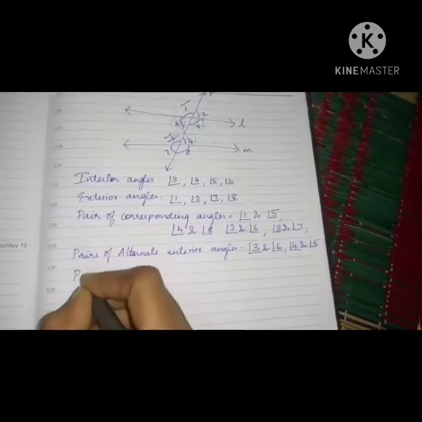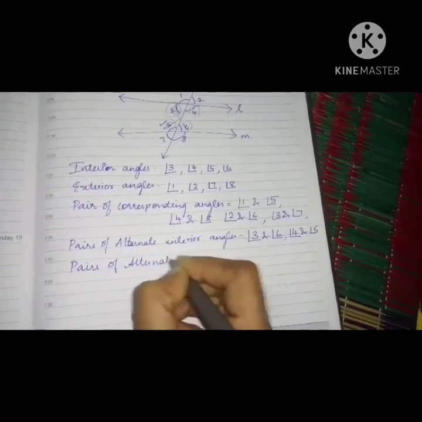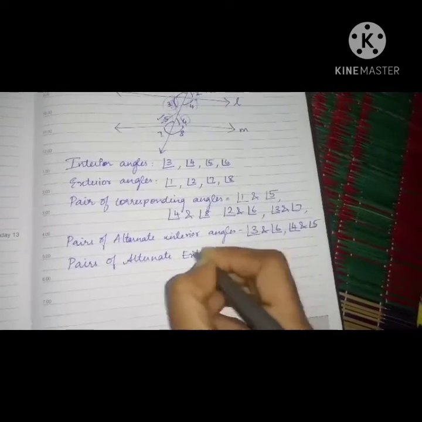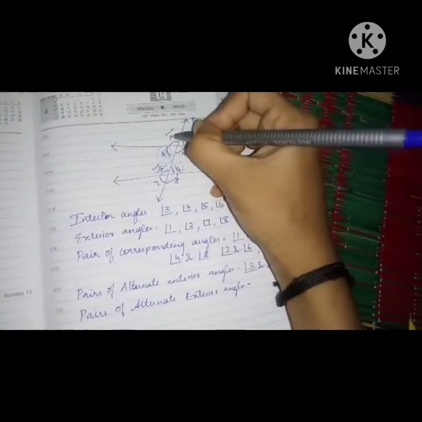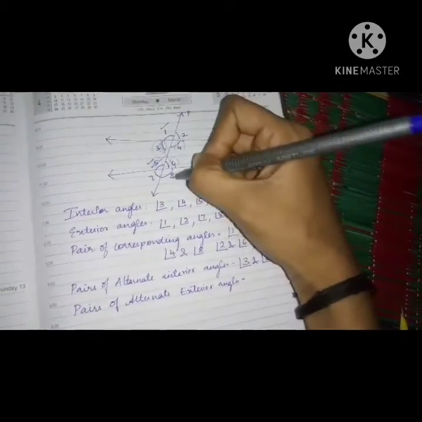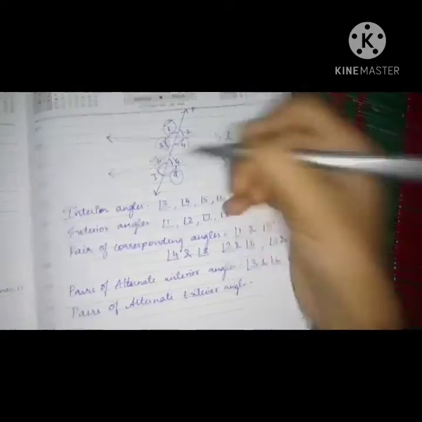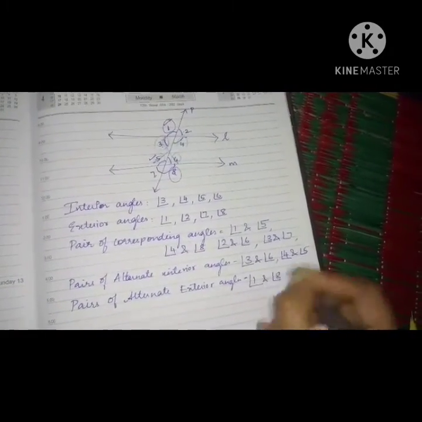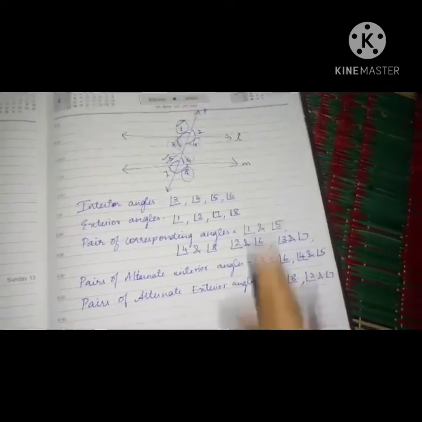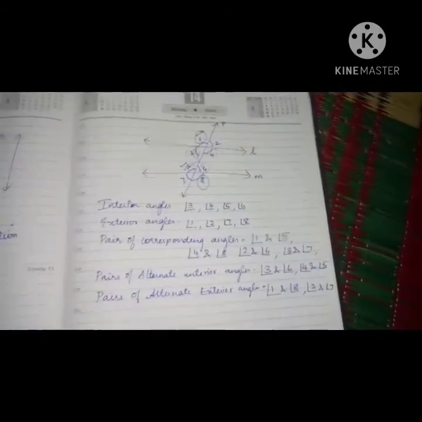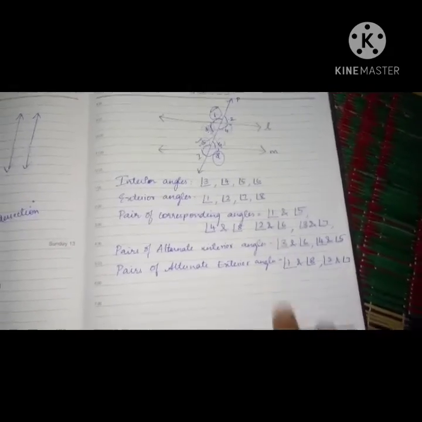Next, pairs of alternate exterior angles. Same case for exterior. So what is alternate exterior? The exterior angles are 1, 2, 7, 8. Alternate exterior means 1 and 8, then 2 and 7. That's all. 1 and 8, 2 and 7 are the pairs of alternate exterior angles.